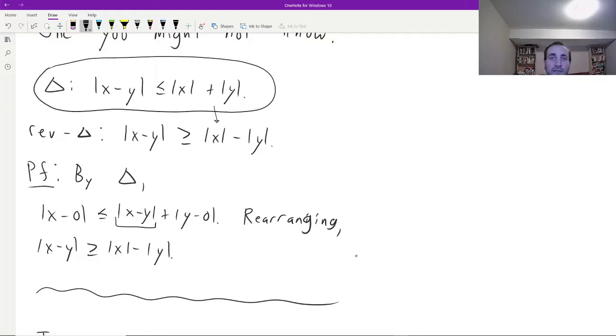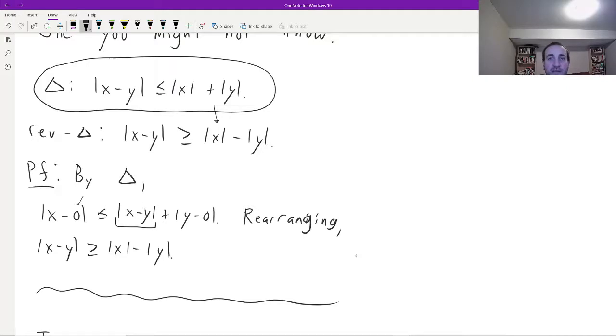So how do you do that? Well, you just apply the triangle inequality to a sort of cleverly chosen pair. In particular, I'm going to apply it to x minus 0. So what do I get? I get the absolute value of x minus 0 is less than the absolute value of x minus y plus the absolute value of y minus 0. Okay, so I'm using the triangle inequality, except I'm sort of adding in this fake 0 over here.